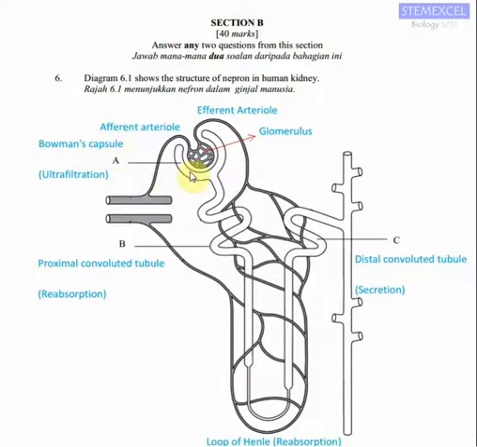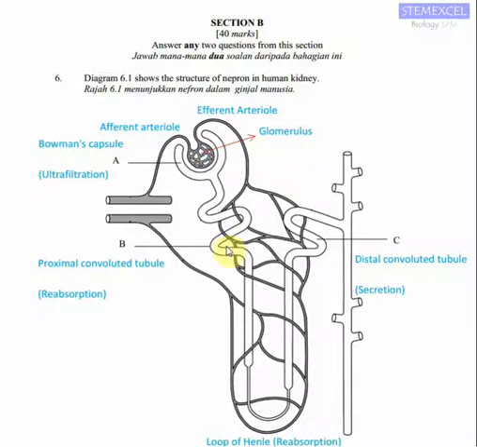So A, this one would be the Bowman's capsule, and it is used most commonly for the ultrafiltration. And over here you have also the afferent arteriole, which is the input, and the output is at the efferent arteriole. And this structure here is the glomerulus.